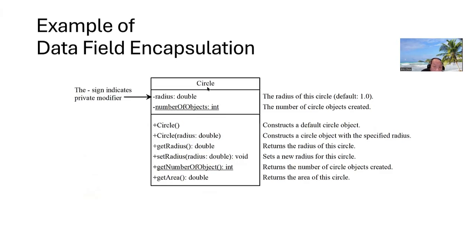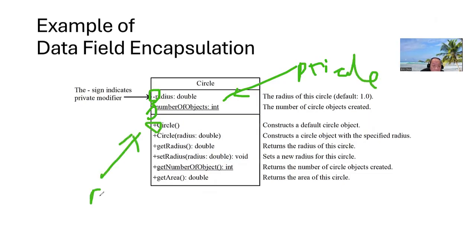So here, you have a circle, but you do see a minus sign there. That means these are private data. Here you have a plus, this means it's a public method. Is that okay? And your constructors are usually just public, because a constructor is used to build your object. So there's no reason your constructor is private.